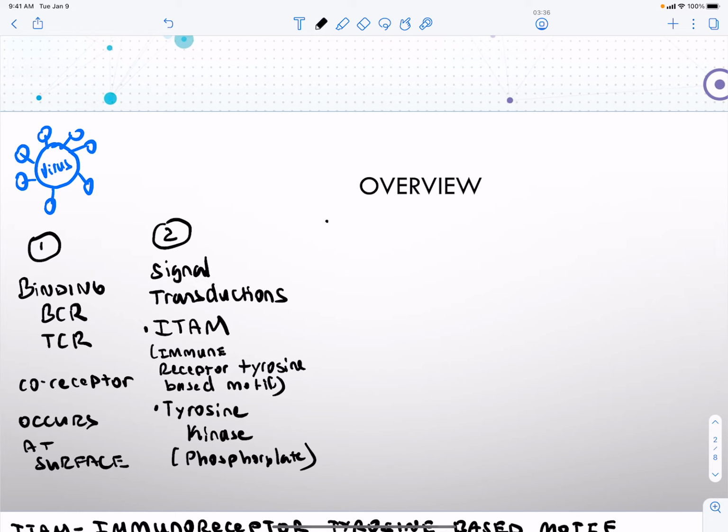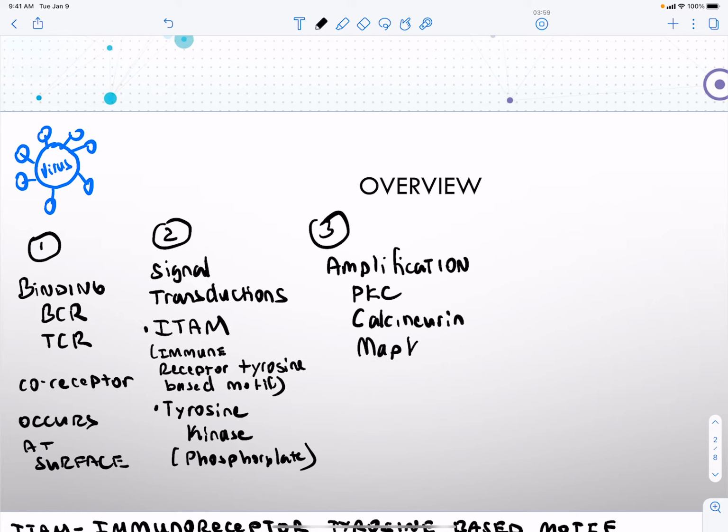And then we have an amplification stage. And this is where you're amplifying the signal. So we have some downstream secondary signaling molecules. Some common ones are protein kinase C. We have calcineurin. And we have the MAP kinase pathway. So you're going to see these come up as we go through this talk.